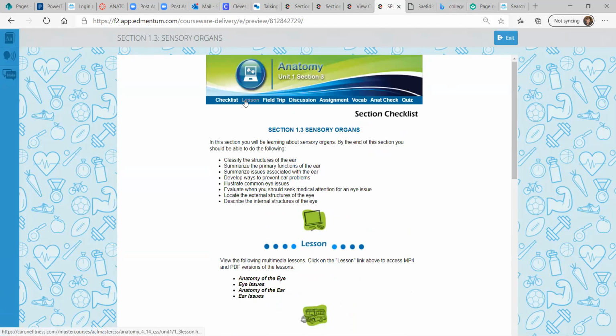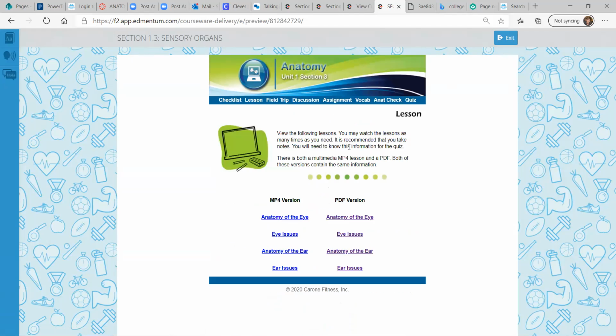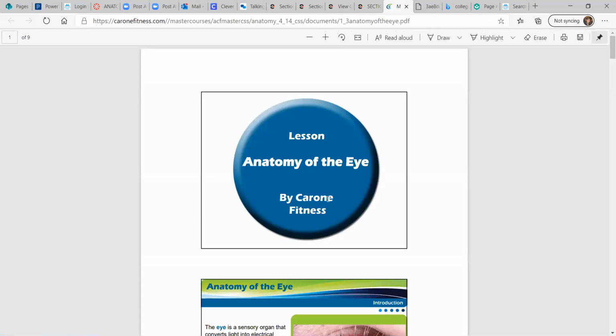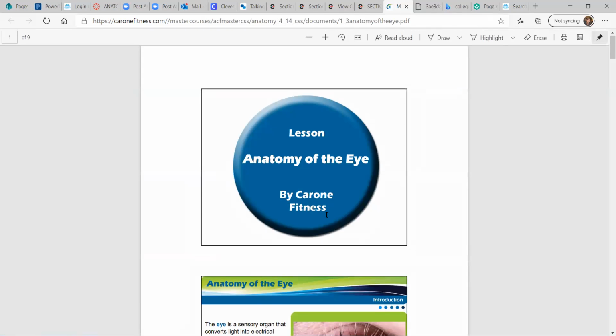And that will consist of the anatomy of the eye, the anatomy of the ear, and then issues that can develop with the eye or ear. So let's just get right into it. The anatomy of the eye.